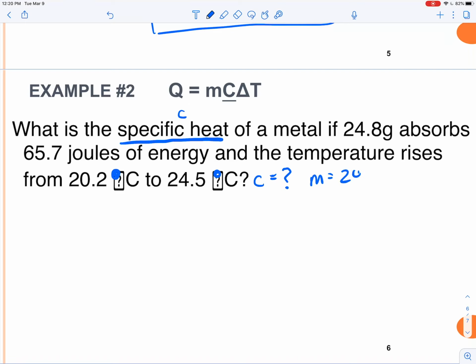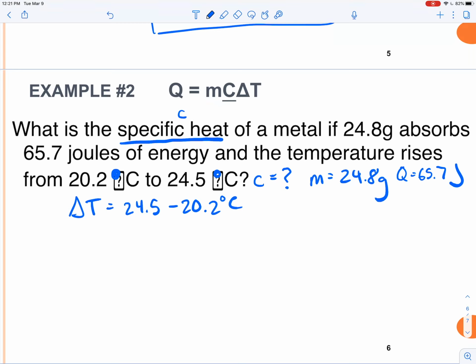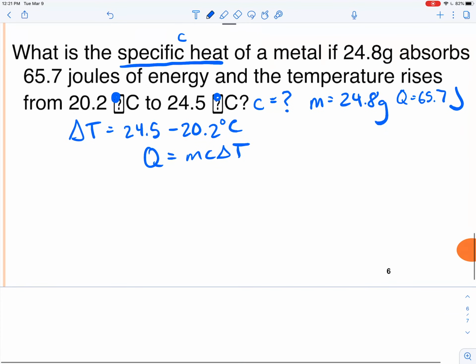We are given the mass, 24.8 grams, and we're even given Q, the amount of energy. We are given the temperatures, so the temperature goes from 20.2 to 24.5. So when you take the difference, it's the final temperature minus the initial temperature. And cool, now we have everything we need to plug into our equation. This one's gonna involve a little bit more math, but that's all right.